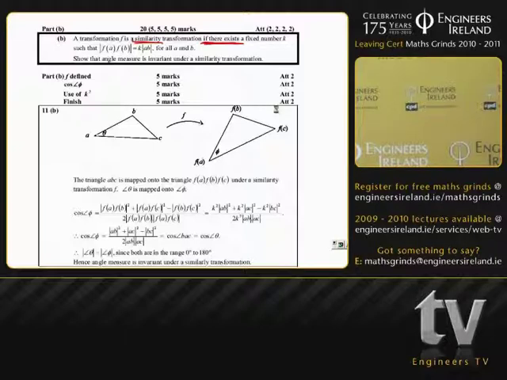It's a transformation if there exists a fixed number k, such that the length of a mapped line segment, f(A)f(B), is equal to that k multiplied by the length of the starting line segment, for all AB. Now it's asking you the question, show that angle measure is invariant under a similarity transformation.